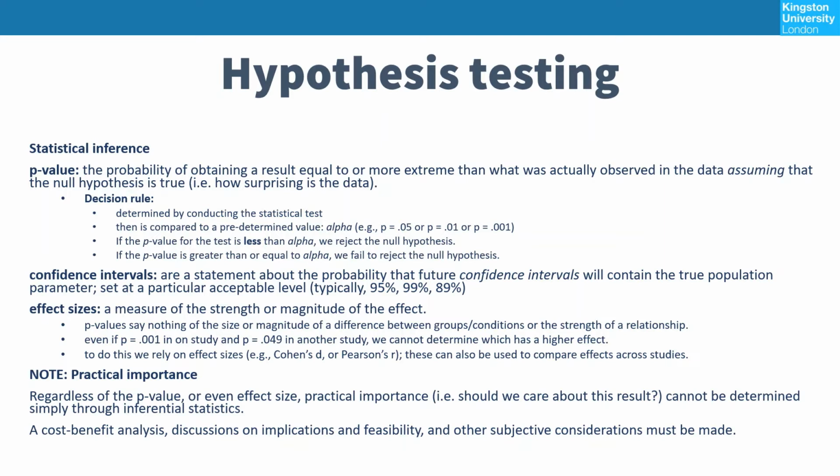None of these, p-values, effect sizes, confidence intervals, none of them can express practical importance. So this is why we should care about a result or if it's important. This can only be determined through things like cost-benefit analysis, discussions on implications and feasibility, or other subjective considerations. You cannot make these on the basis of statistical inferences because you have no idea what may be important in a population versus what you consider is relevant.